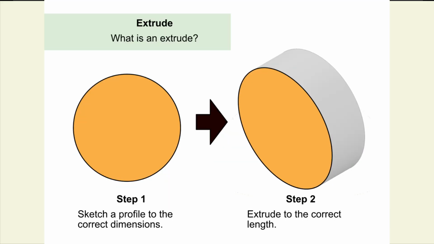The first thing we're going to do to create this lorry cab is to create an extrusion. So when we extrude something, there are always two steps. We first of all have to sketch a profile to the correct dimensions, and then the second step is to extrude that profile to the correct length.